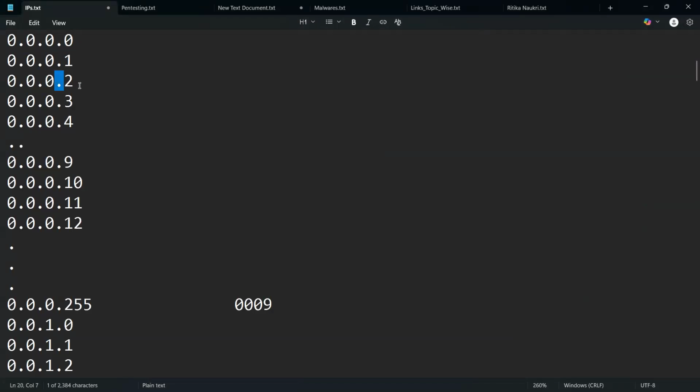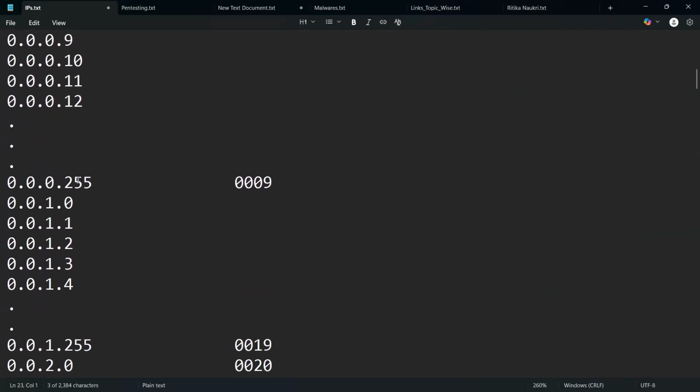Next IP 0.0.0.2. Next IP 0.0.0.3, 0.0.0.4, 0.0.0.5, 6, 7, 8, 9, 10, 11, 12, 13, 14, and it goes all the way up to 0.0.0.255. Now please note, after 0.0.0.255, you cannot have a value like 0.0.0.256. This is not possible. It's an invalid IP. Whatever IP addresses you have, they will always exist only until every octet has 255, not beyond that.